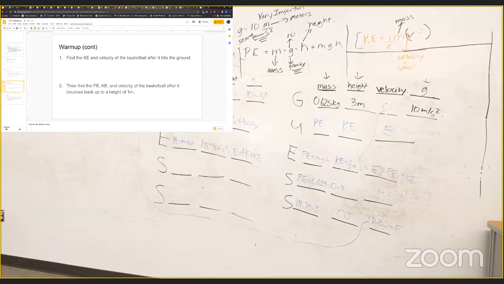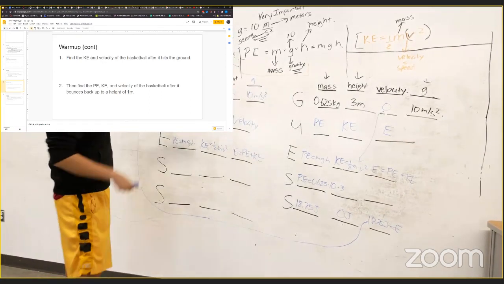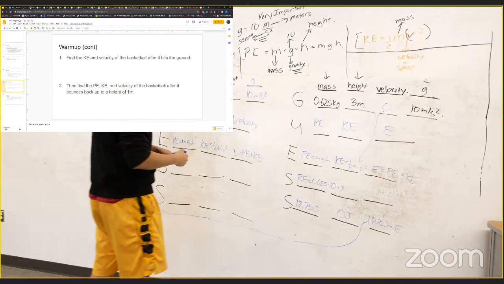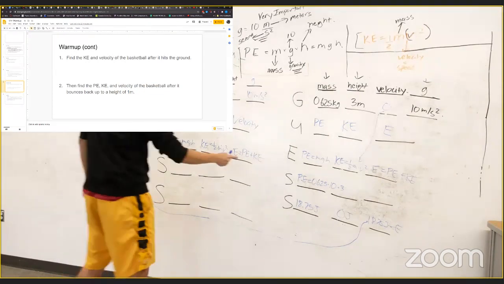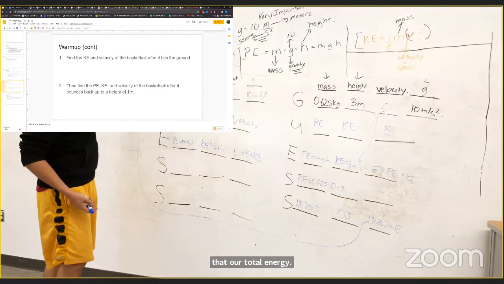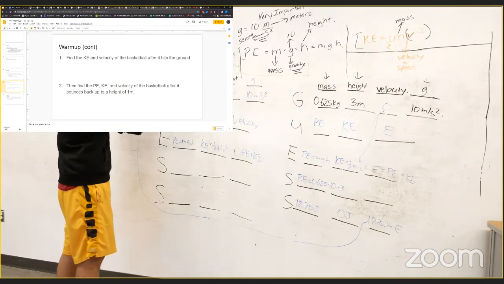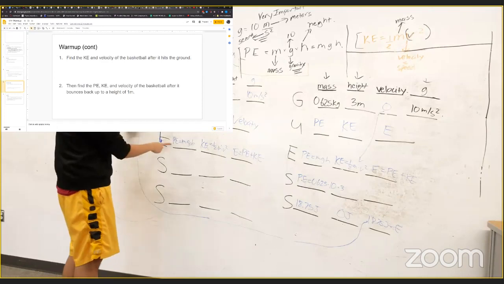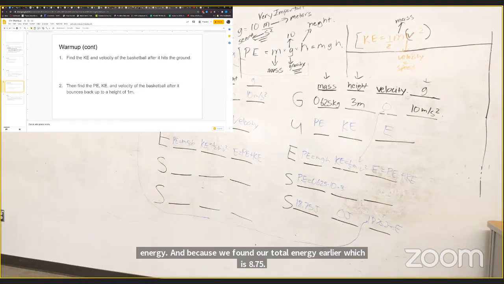Good question, Hannah. What I want you to think about is that our total energy always has to add up to 18.75. Our total energy is our potential energy plus our kinetic energy. Because we found out our total energy earlier, which is 18.75, it has to be 18.75 here too. So our potential energy and kinetic energy both have to add up to 18.75 here as well. If we know one of them, the other one plus the first one also has to equal 18.75. So how would that change your answer, Hannah? Oh, nice. That's very clever, Hannah.